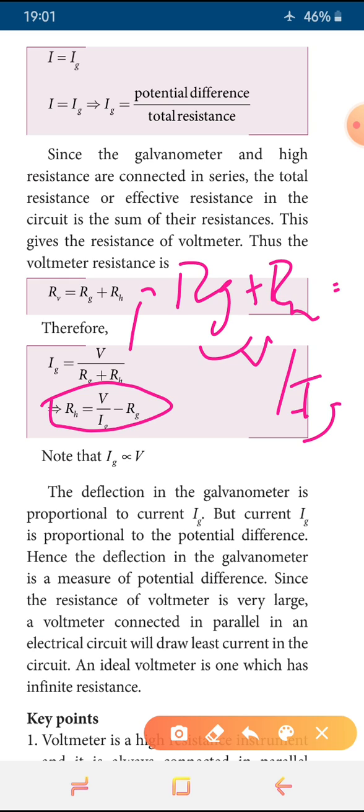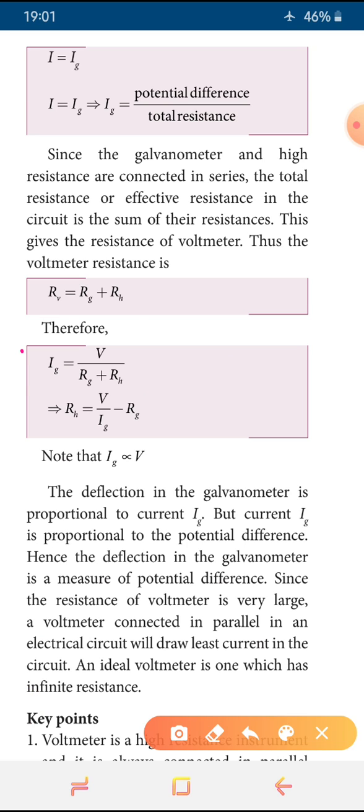Now we can understand from this equation, see here, Ig is directly proportional to V when Rg and RH are constant. So whenever the electric current increases, voltage also increases. We can say clearly from that, because the current flowing through the galvanometer is proportional to the potential difference. The voltmeter has a very large resistance, so it should be connected in parallel in an electrical circuit, because if it is connected in series, it will draw maximum current.